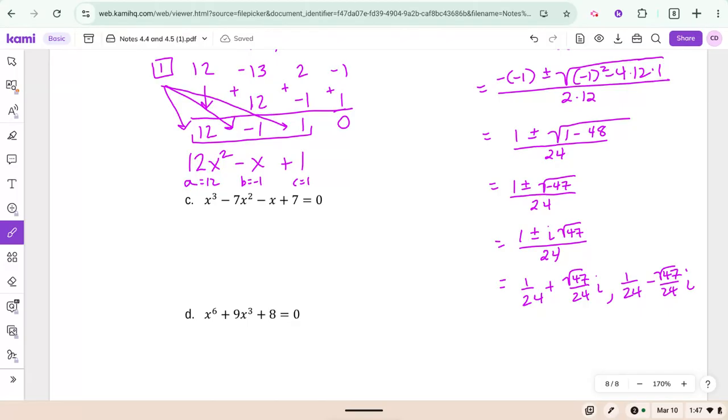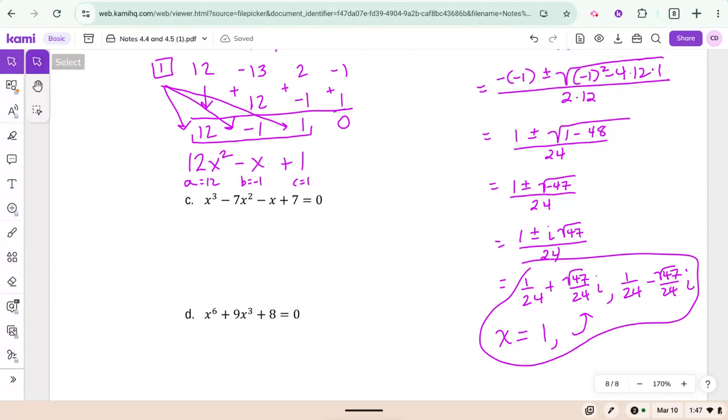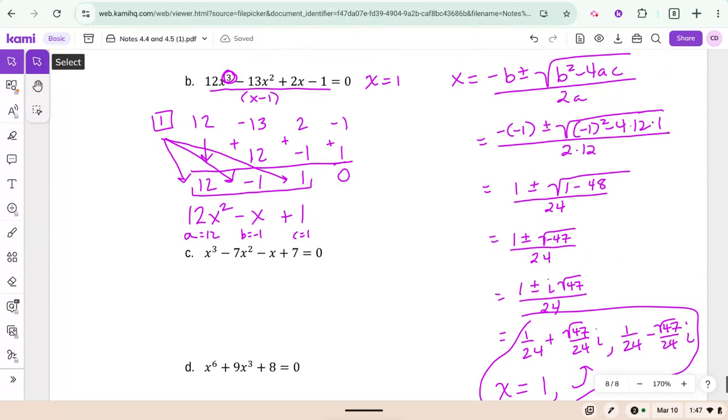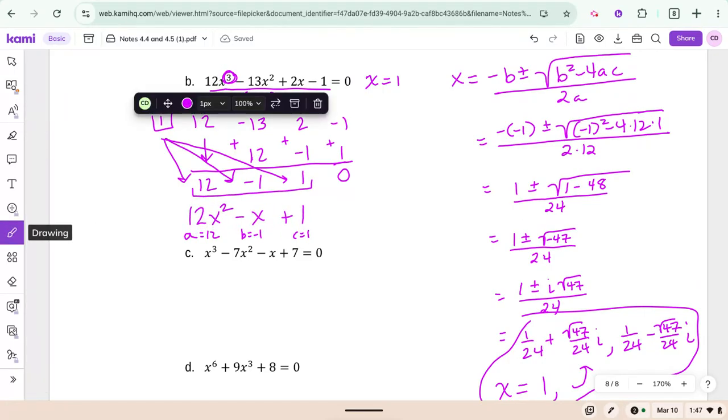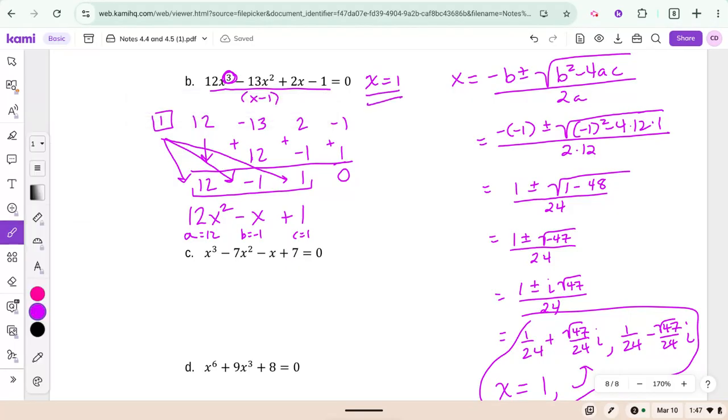So my three answers: I found 1 to be one of the solutions from the graph, and then these are the other solutions here. The point of that example is this. Sometimes when you graph, you're not going to see all of your solutions. You're only going to see your real solutions. So you can use your real solution, use synthetic division, and then from there, find your complex solutions.